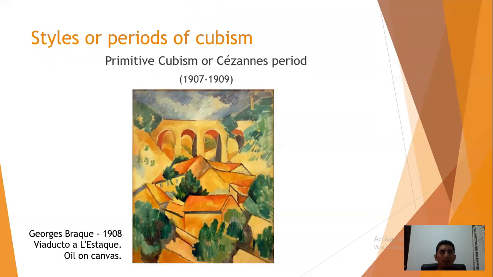Then we have the styles or periods of Cubism. For Cubism, three essential stages can be considered. First, primitive Cubism or the Cézanne period, between 1907 and 1909. This period is characterized by austerity in color. Neutral tones such as grays and browns dominate, and there is a renunciation of the traditional perspective focused on a single point in order to integrate multiple perspectives in a single plane.